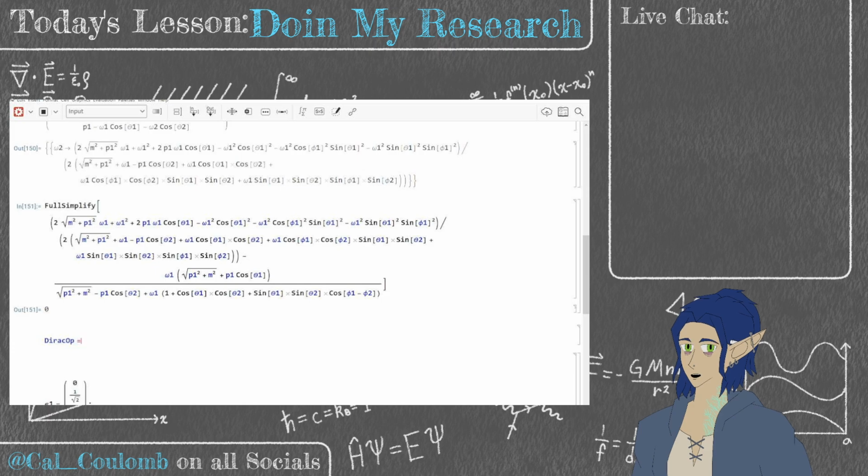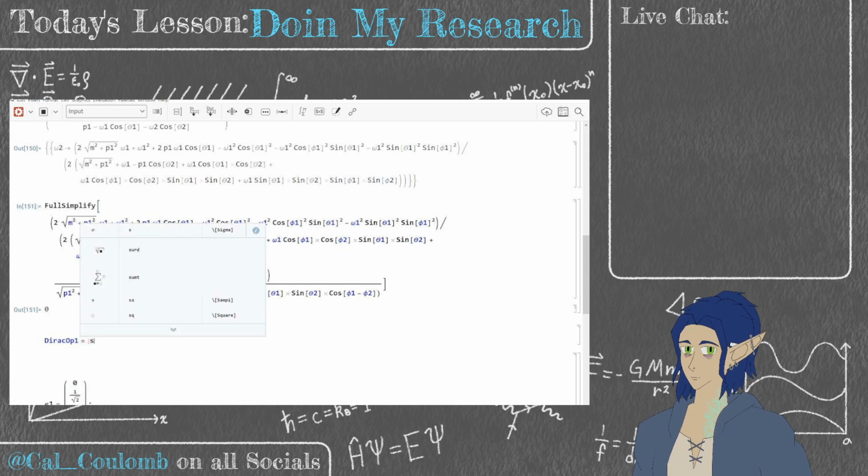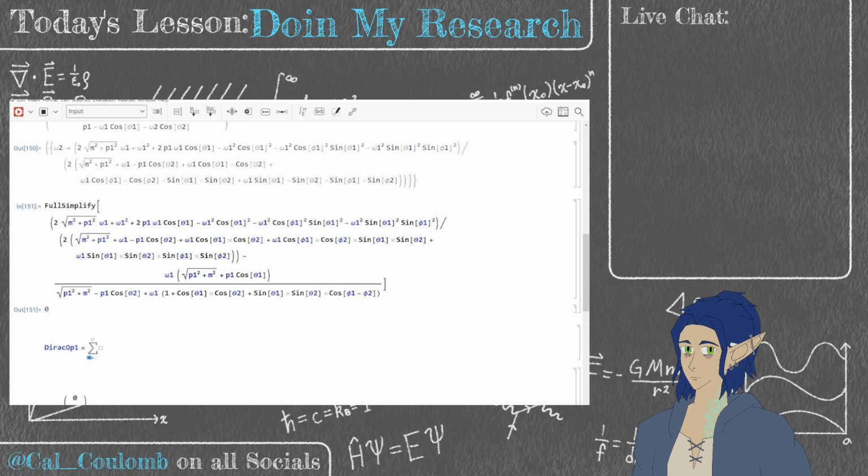Because the Dirac equation is technically just the Dirac operator applied to your state, and that should be equal to 0. But right here, I just want the Dirac operator. And I'll specifically call this Dirac operator 1, because the Dirac operator is going to be a function of the momentum, and since we have two different electron momenta that we're concerned with here, the incoming and the outgoing states, I will have two different Dirac operators. So for this one, we're going to sum over mu.